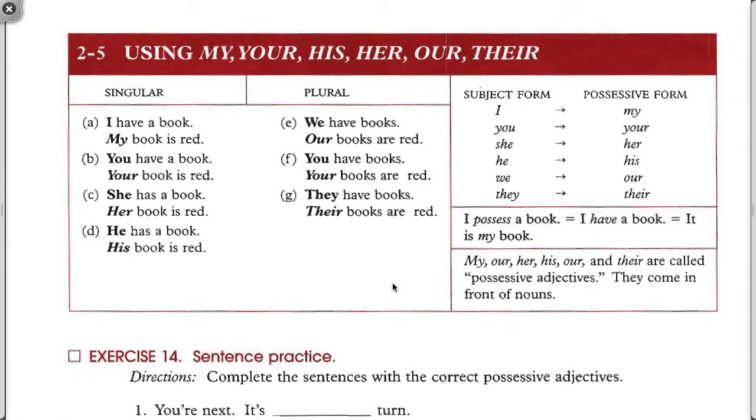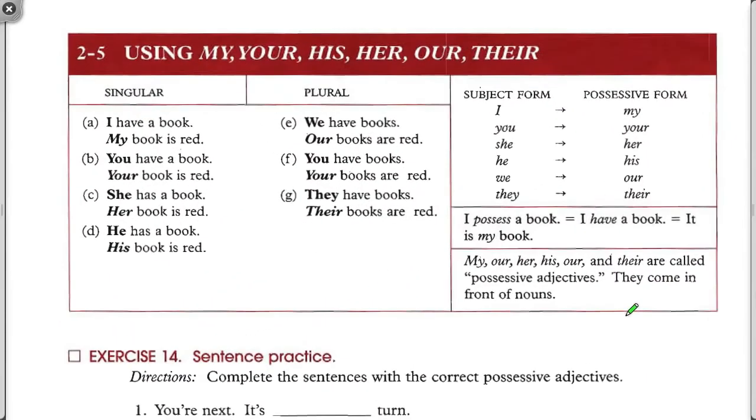Grammar point 2.5. Using my, your, his, her, our, their. Again, we're divided into singular and plural. I have a book. My book is red. These are statements, not questions. You have a book. Your book is red. She has a book. Her book is red. He has a book. His book is red.